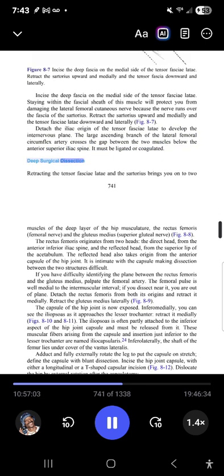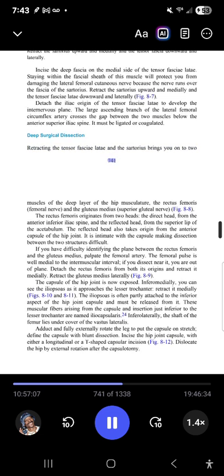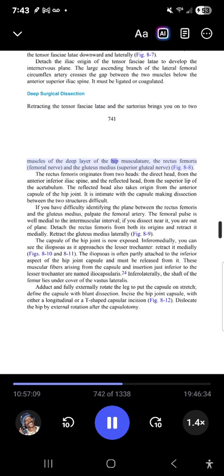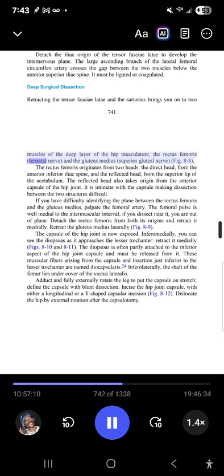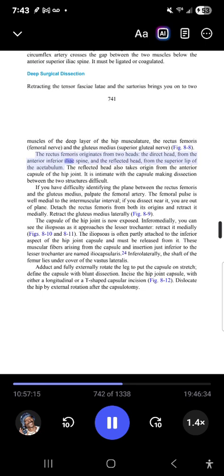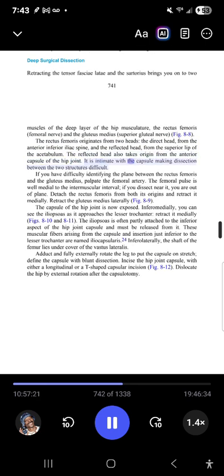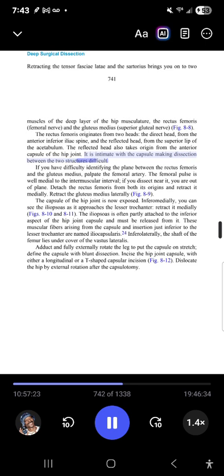Deep surgical dissection. Retracting the tensor fasciae latae and the sartorius brings you onto the muscles of the deep layer of the hip musculature, the rectus femoris (femoral nerve) and the gluteus medius (superior gluteal nerve). Figure 8-8. The rectus femoris originates from two heads, the direct head from the anterior inferior iliac spine and the reflected head from the superior lip of the acetabulum. The reflected head also takes origin from the anterior capsule of the hip joint. It is intimate with the capsule, making dissection between the two structures difficult.